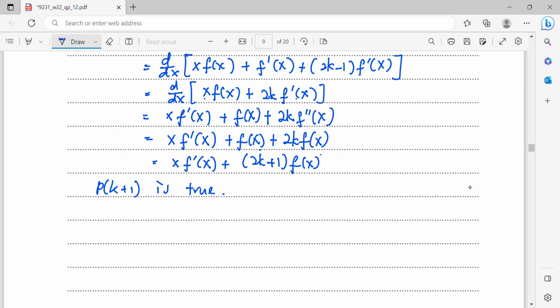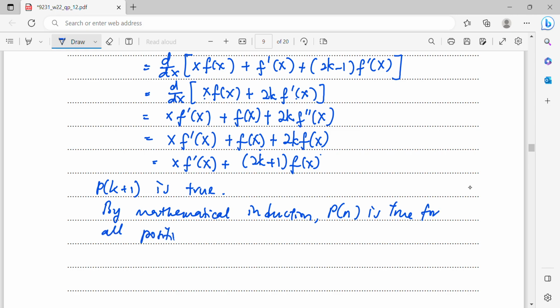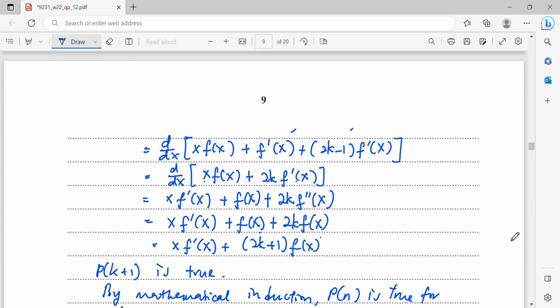So, by mathematical induction, P(n) is true for all positive integers n. Okay, so this is the solution.